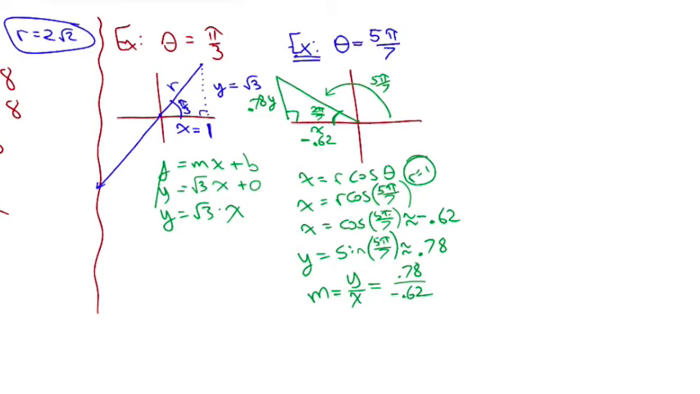So figure this one out first. What's 0.78 divided by negative 0.62? Negative 1.26. So the slope of this line is negative 1.26.